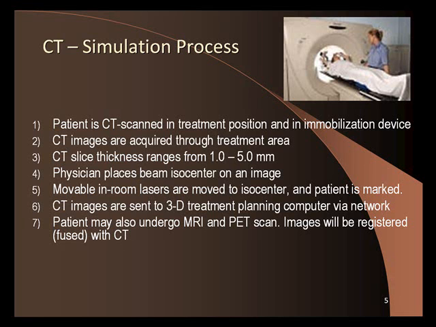Okay. CT images are then sent to the 3D treatment planning computer via the network. Okay. And usually the treatment planning computer is not in the simulator room. It's back in physics or back in dosimetry. So those images have to get sent over the network. The patient may also undergo an MRI and PET scan, and images will be registered, fused with CT. So MRI is magnetic resonance imaging, and we'll talk about that in a few slides here. And PET scans are positron emission tomography.